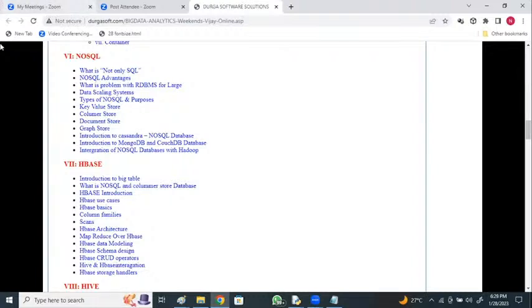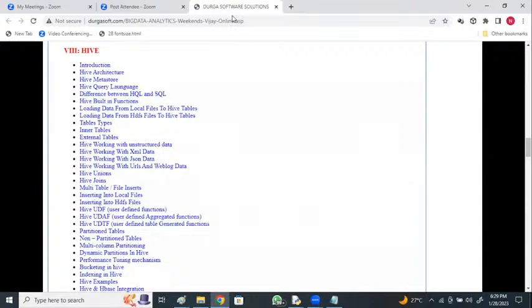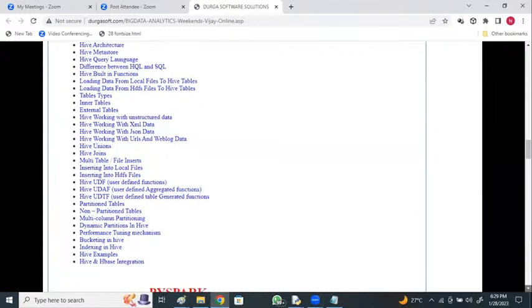As part of our course, I'll be discussing HBase, one NoSQL database: HBase data modeling, CRUD operations, and Hive-HBase integration. Next, the important Hadoop component Hive, which is used for data warehousing. We use a language called HQL here: loading data, making the data structured, and creating internal and external tables. We're working with unstructured XML, JSON data, and web log data, unions, joins, UDF, UDAF, UDTFs, non-partitioned and partitioned tables, indexing, bucketing, partitioning, static partitioning, dynamic partitioning.